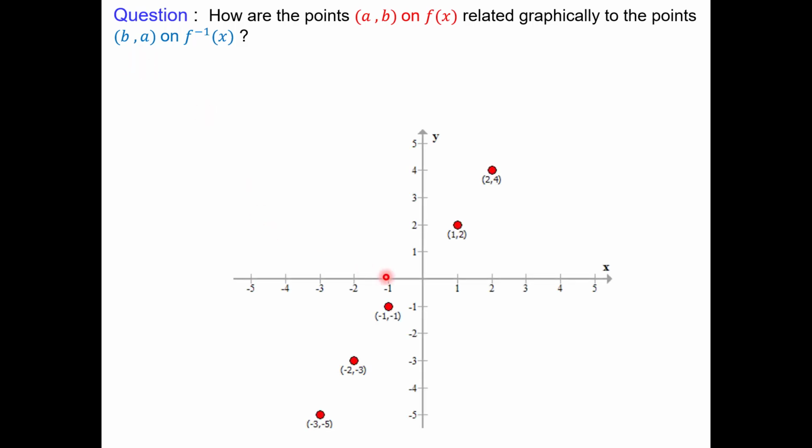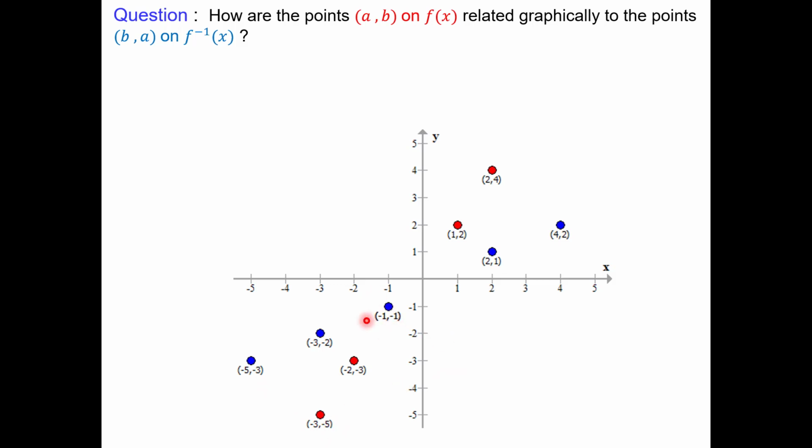Okay, so here's some points from a function. Now look at these points. If my original points, let's pick one, 1, 2, were from my function f of x, look at what comes out of the inverse, 2, 1. If my original points on the graph were -5, -3, look what the inverse graph has on it, -3, -5. Everything switches. X and Y swap.